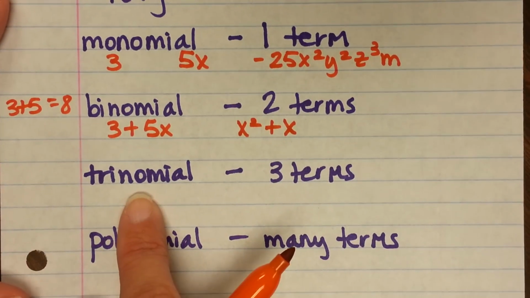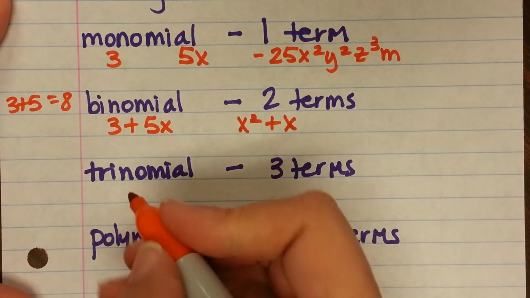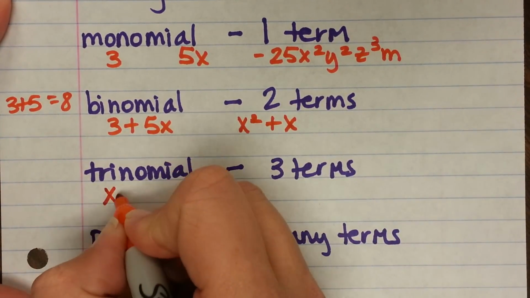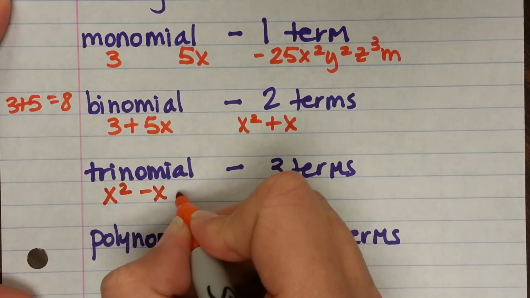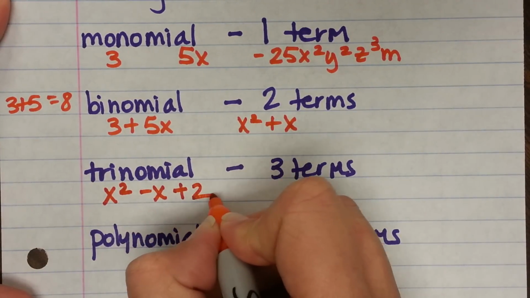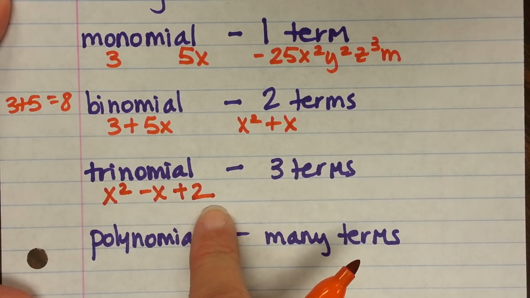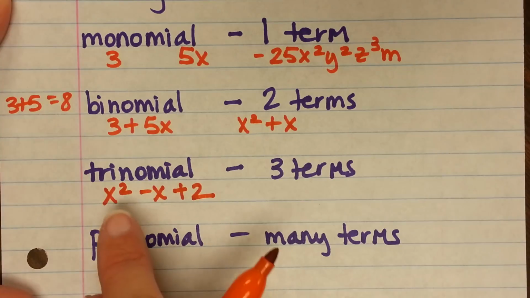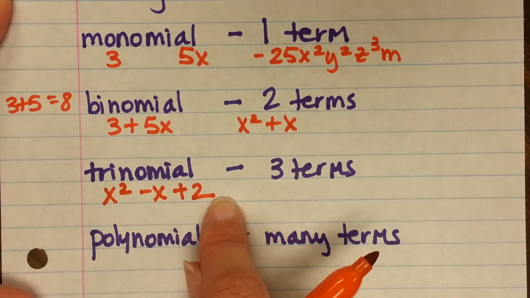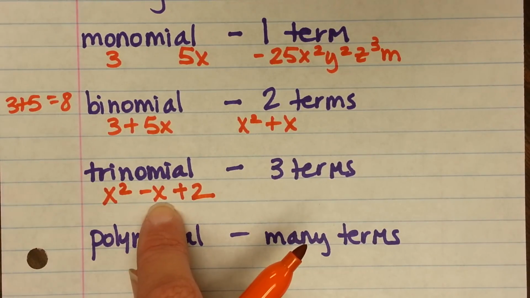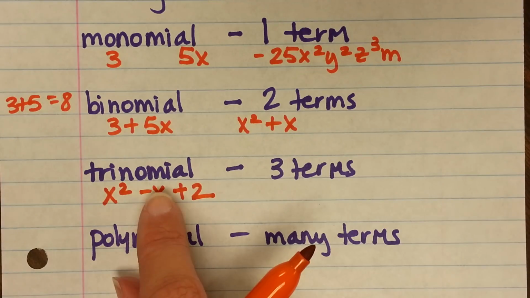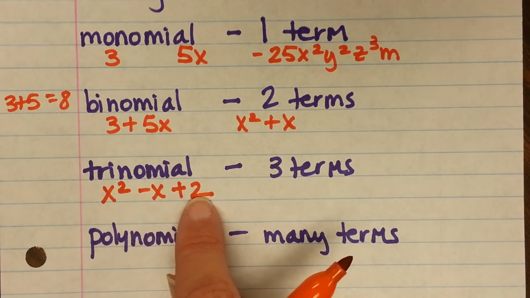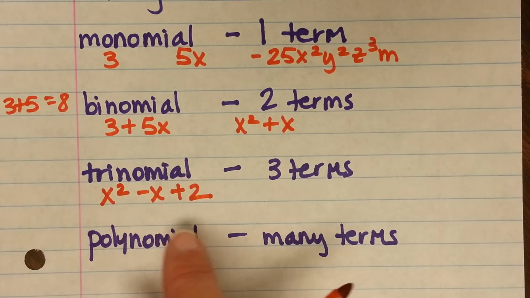A trinomial would have three terms that are combined by addition or subtraction. So maybe I have something like x squared minus x plus 2. Notice that has three different terms. They're combined by addition or subtraction, and none of them can be combined with each other. These two can't be combined because they don't have the same variable with the same exponent. These two don't have the same variable. These two don't have the same variable. So there's nothing I can combine there. This would be considered a trinomial.